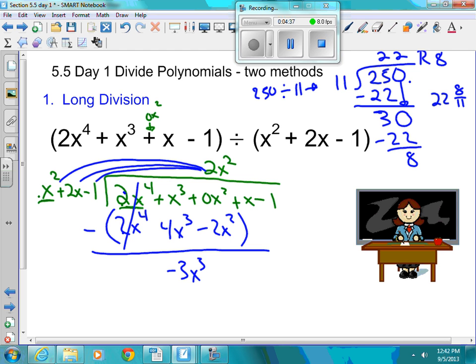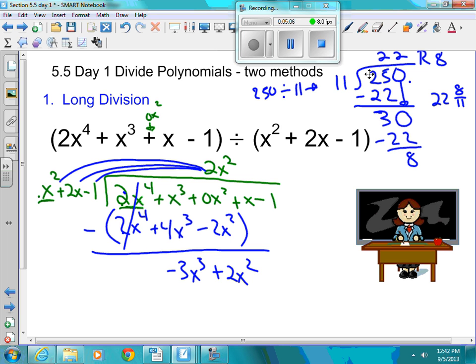Notice I'm subtracting these values inside, in other words, switching their signs. 0x squared minus a negative 2x squared, well, that's really adding 2x squared. So 0 plus 2x squared is 2x squared. We're subtracting everything. What people do and get wrong is they subtract the far left terms, but then they just add vertically instead of subtracting. You have to subtract. So, here we go.